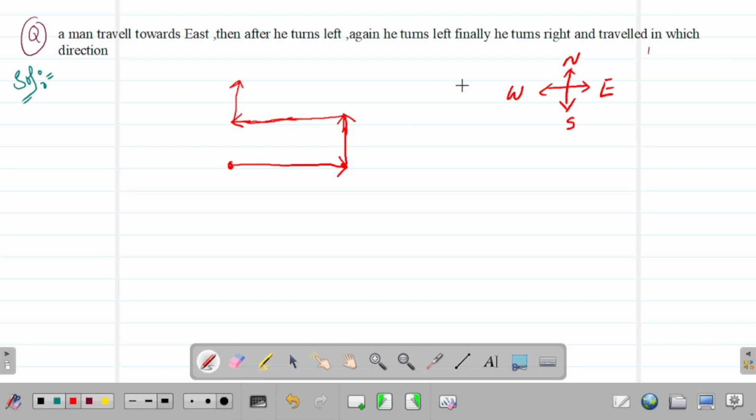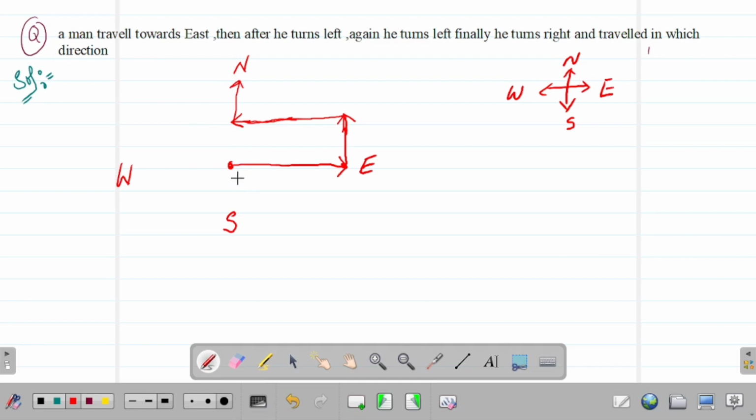Okay. So what is the question? Finally he turns right and travels in which direction? Now he is in which direction? He is in north direction. It is east, it is west, it is north, it is south, right? So he is in north direction. So this is the solution for the first problem.